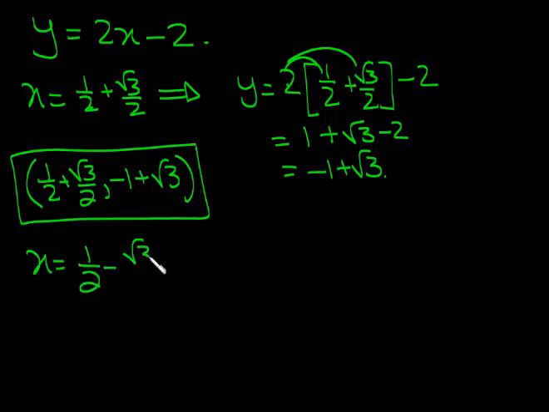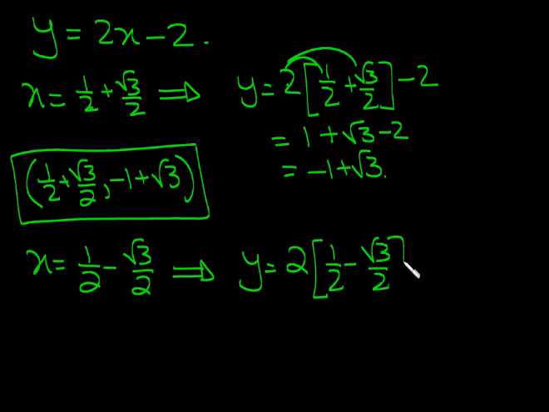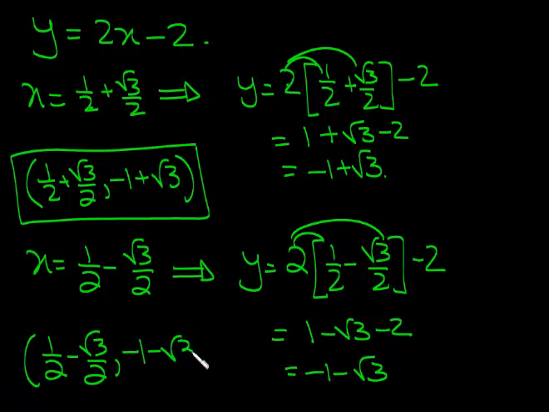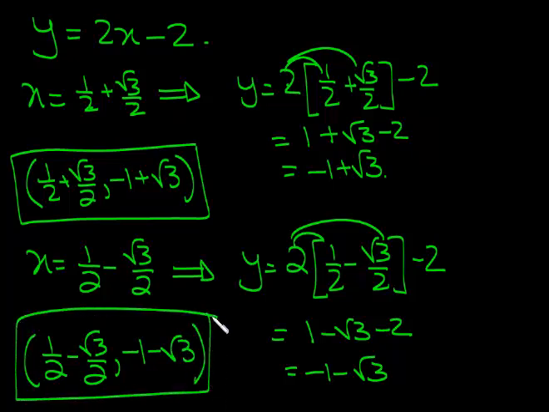1/2 minus square root of 3 over 2. So what is y? y is 2 times 1/2 minus square root of 3 over 2 minus 2. So we distribute this. So we get 1 minus square root of 3 minus 2. So we get negative 1 minus square root of 3. So this time we get x is 1/2 minus square root of 3 over 2, and y is minus 1 minus square root of 3. And there you go, we found our 2 points.